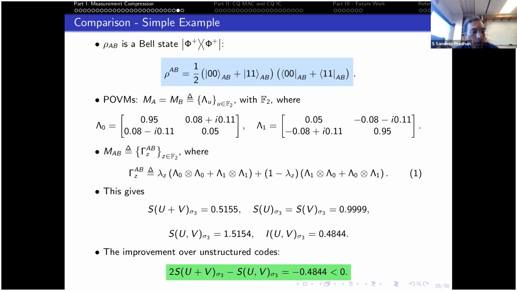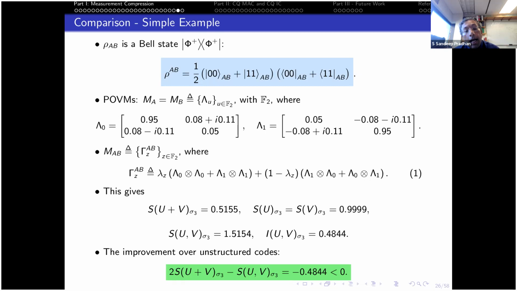Okay. And the gain that we get is this. So we can reduce the rate of transmission to 4.4844 bits.